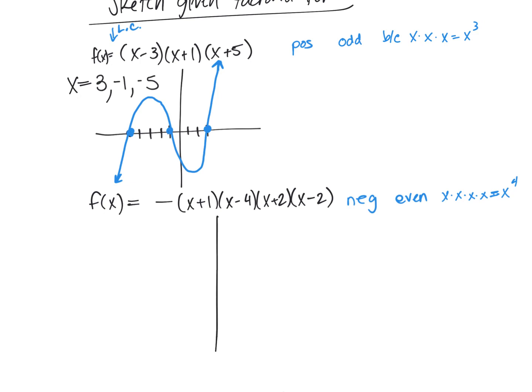So what are my zeros? Negative 1. Positive 4, right? X minus 4 gives us a 0, it's positive 4. X plus 2 gives us negative 2. X minus 2 gives us positive 2. So negative 1 and negative 2. So we put those on there.